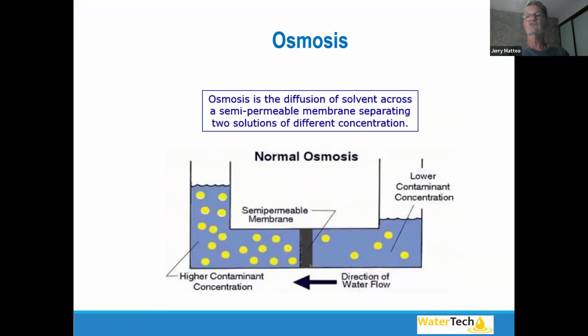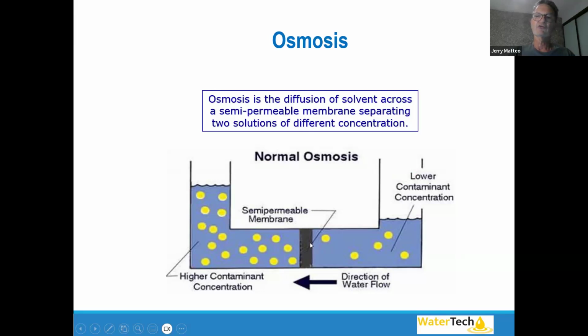Okay, so osmosis. All that was a kind of preamble to what we're going into now. I'm going to read it, but then I'm going to explain a little more. The diffusion of a solvent, in this case water, but it can be milk or other things. RO is used in the dairy industry, actually, we'll talk about it in a sec. The diffusion of a solvent across a semi-permeable membrane separating two solutions of different concentrations.